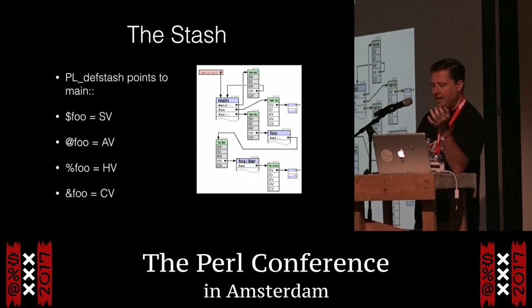So if you have foo::bar::baz, that would be main pointing to foo::, which points to bar:: through that GV, and then there you would have baz with its own SV and AV and HV slot. So for the most part, you can summarize the stash as a bunch of hashes of hashes.